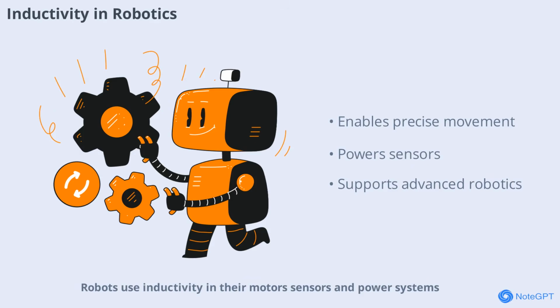Robots use inductivity in their motors, sensors, and power systems. Inductive components help robots move precisely, sense their environment, and operate safely. As robotics technology advances, inductivity will continue to play a vital role in enabling smarter, more capable machines.